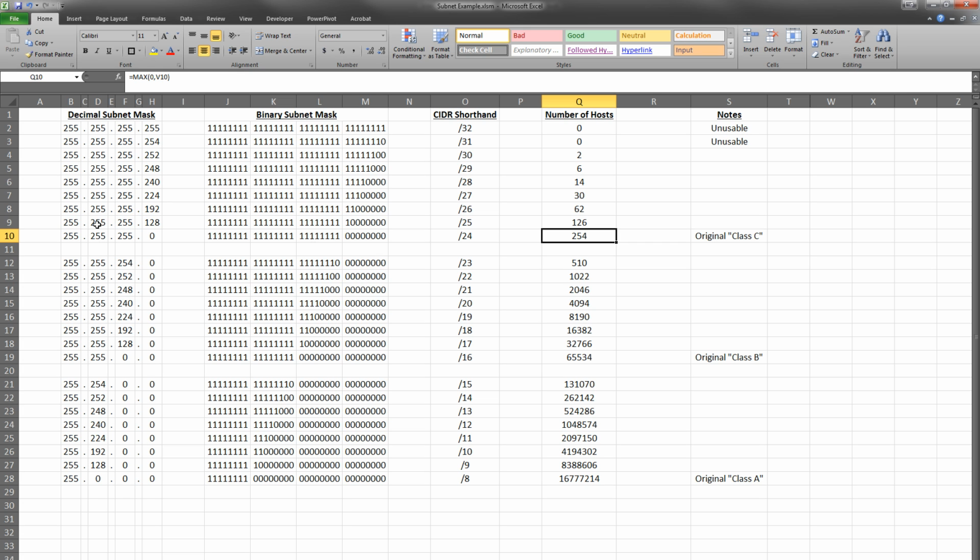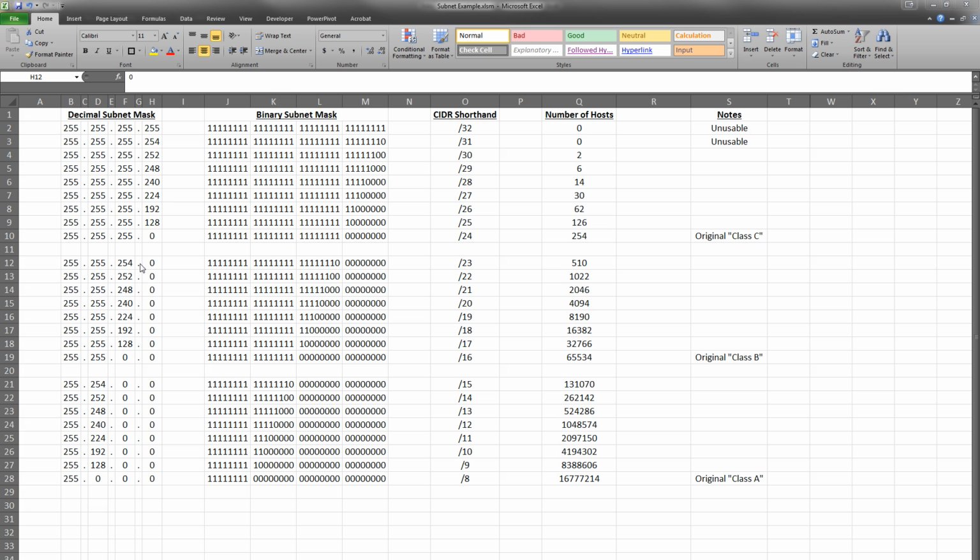But what if we want to break it up a little bit differently than that? What if we need more hosts than 254 in a particular subnet? What if we need 300? Well, provided we have the IP address space to do this, we could use a subnet mask like 255.255.254.0, which gives us a maximum of 510 hosts.